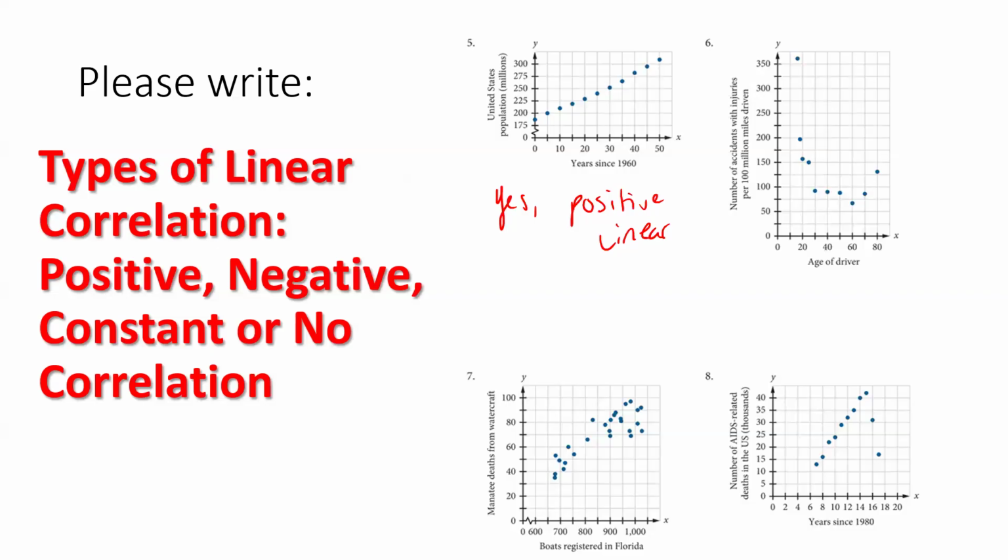Rachel, what did you get for 6? It's no. It is what, though? It is a quadratic. It's a quadratic because you see how it goes down, and then it's doing what? Coming back up. We agree?